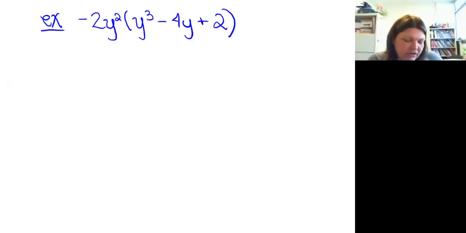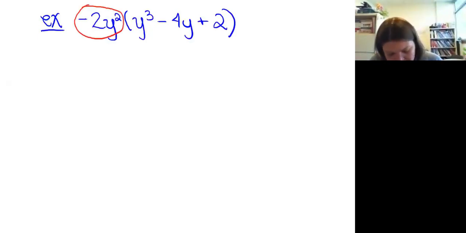Okay, there's a lot going on in this problem. There really is. But I just want to point out to you, here is the number. It's a big, ugly number, but here is the number that I'm multiplying, -2y squared. And I'm multiplying it by 3 terms. 1, 2, 3. So there will be 3 acts of multiplication. Let's pass out the first one.